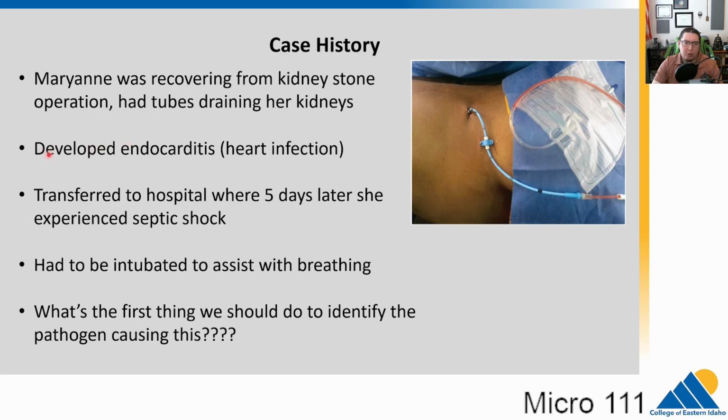Marianne develops what's called endocarditis, which is a heart infection. And so she's transferred to the hospital where 5 days later, she is experiencing what's called septic shock, which is where there's bacteria growing in the blood, and it causes various symptoms that are related to shock. She ultimately has to be intubated to help her breathe. So we need to figure out what the pathogen is here. And let's think about what the first thing we should do to identify this is.